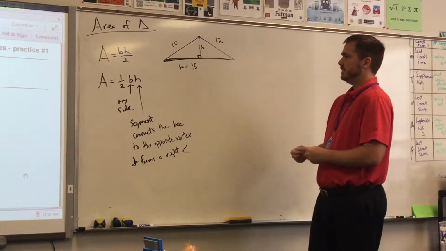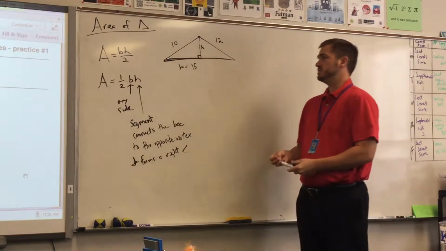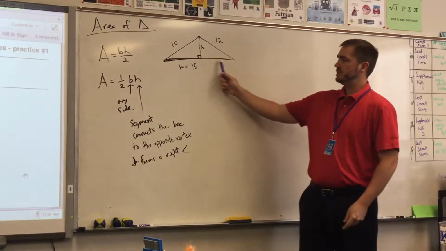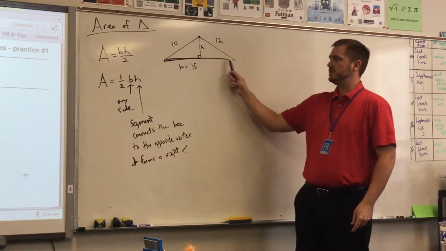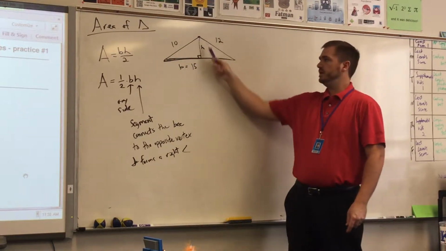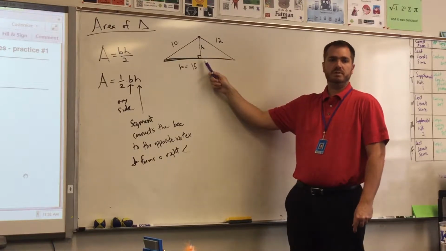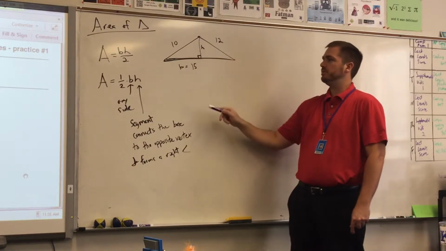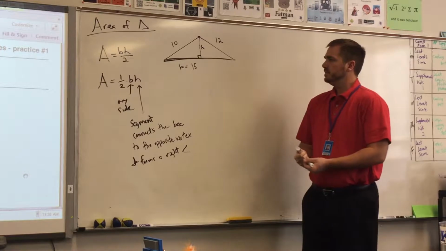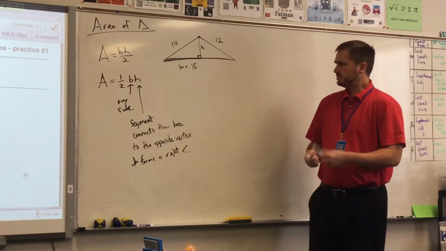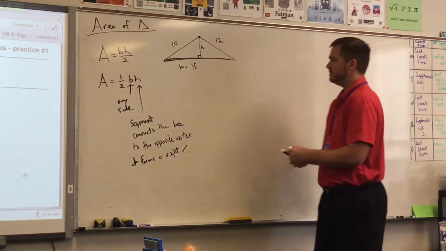Or we could say it's the perpendicular distance. Or we could say it's the shortest distance, because in geometry there's a theorem that says the shortest distance between a point and a line is the segment which is perpendicular to the line that passes through that point. All right? So yeah, definitely perpendicular. There's the height. Okay, so that makes sense.